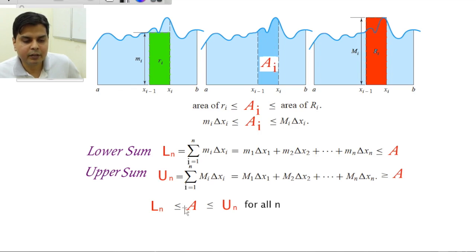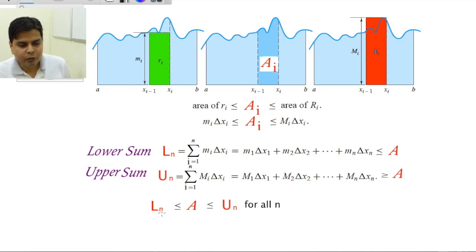Therefore I can say that Ln is less than or equal to A, less than or equal to Un, for all n. This is very simple: the lower sum has to be less than the exact area I am trying to find, and this area A has to be less than or equal to Un, the upper sum. Lower has to be less than the exact, and exact has to be less than Un. This is true for all n, whether n is 10 or 20, whatever.